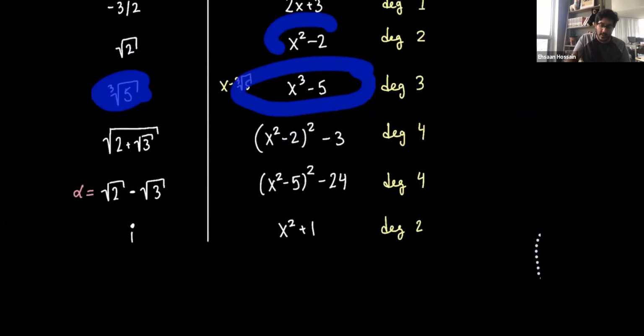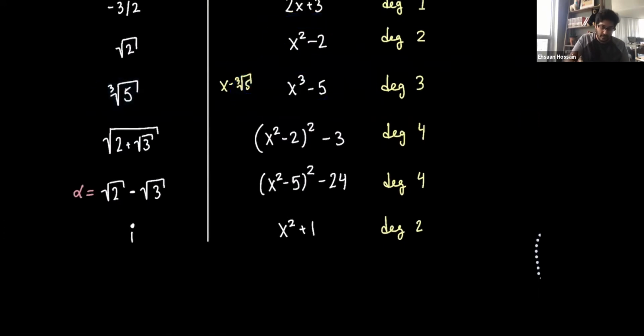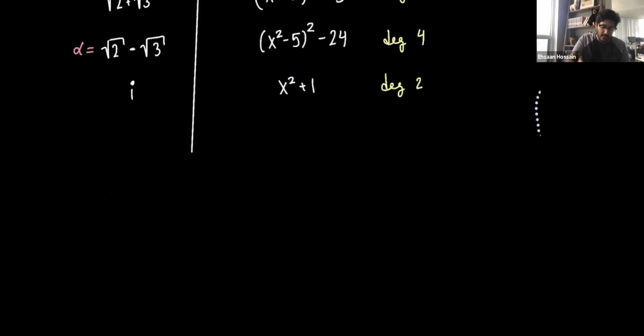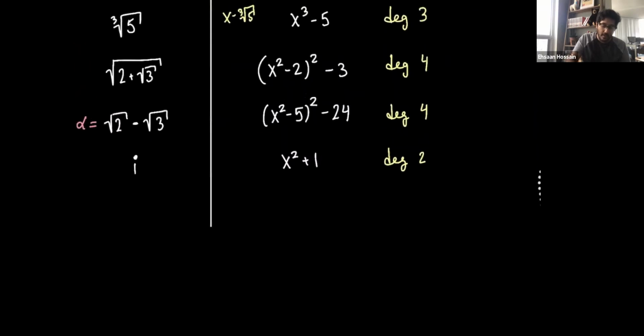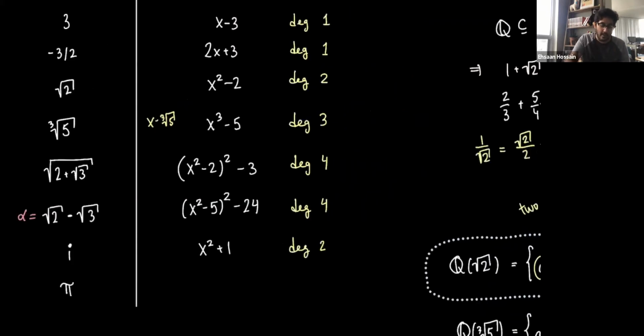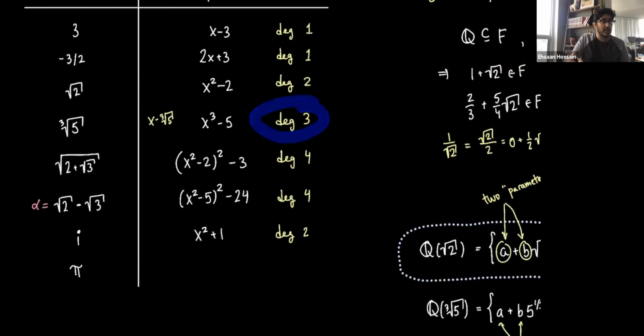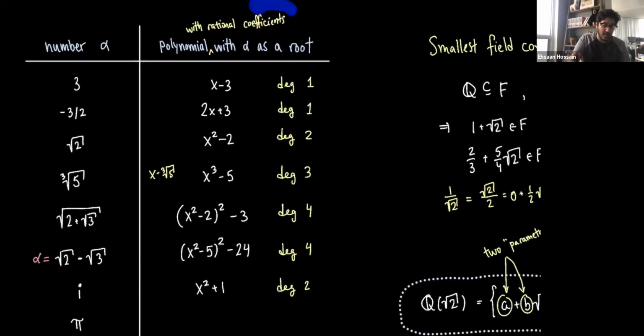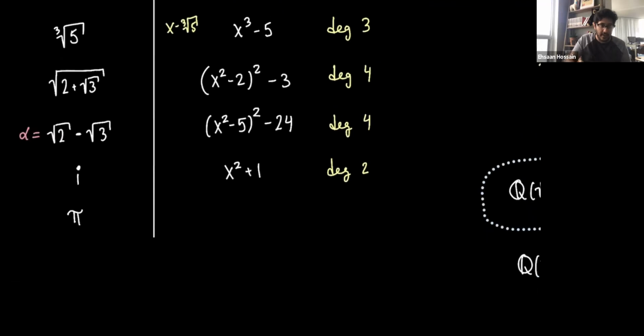So here's one last example before I have to go. How about pi? Can you give me a polynomial with pi as a root? How can I give you a polynomial with pi as a root? X minus pi, yeah. How about a polynomial with rational coefficients, though? Give me a polynomial with rational coefficients.